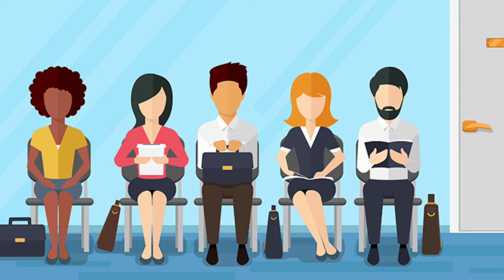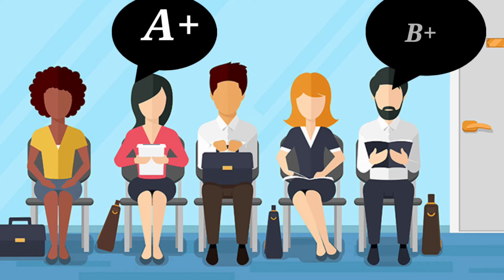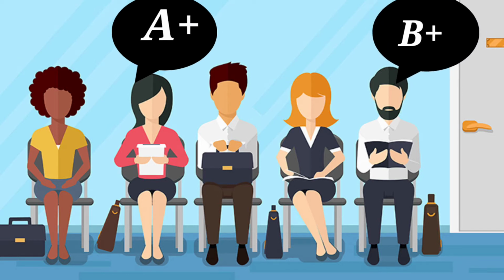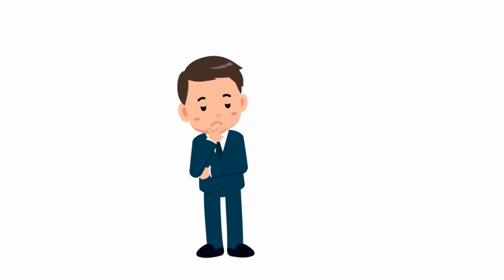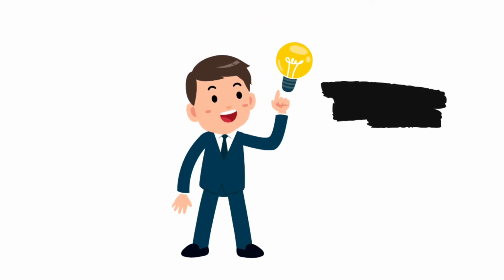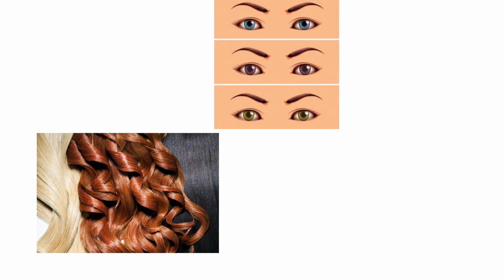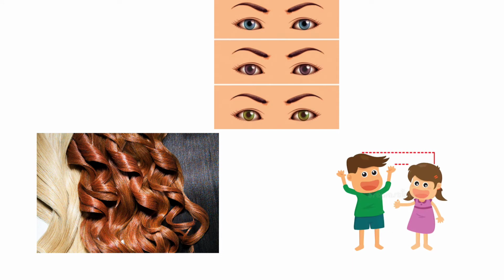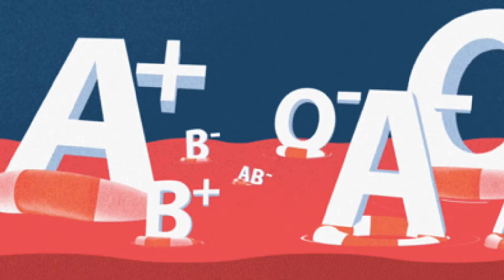If you ask a random person what's your blood type, their answer could be A positive, B positive, or A negative, or anything else. But what determines their blood types? Exactly, DNA. There are a lot of phenotypes that are easy to tell: your eye color, your hair texture, your height, your skin color. But one phenotype that you can't just tell by looking is your blood type.